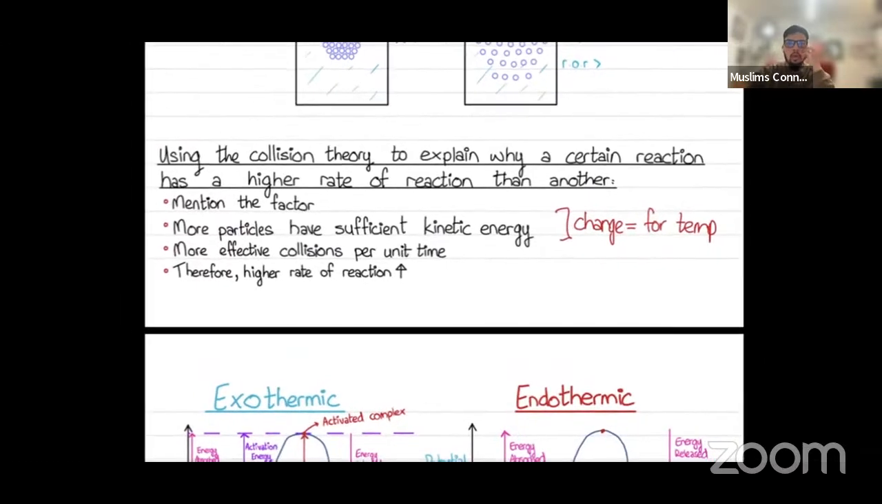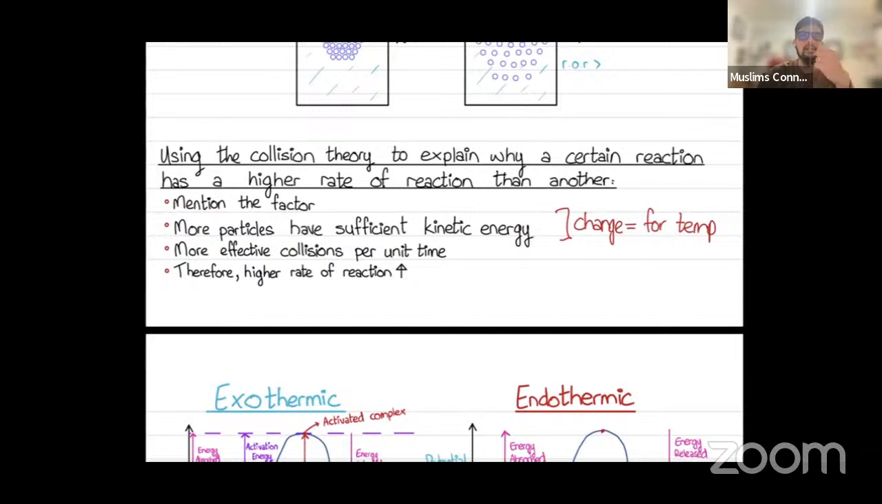So at a high temperature, the particles have higher kinetic energy. Then we have to say that more particles have sufficient kinetic energy. Okay, more particles have enough or sufficient kinetic energy. If you want to mention extra, you can say sufficient kinetic energy equal to or greater than the activation energy. Then we can say that therefore there are more effective collisions per unit time, resulting in a higher rate of reaction or a faster rate of reaction, or the reaction rate increasing.